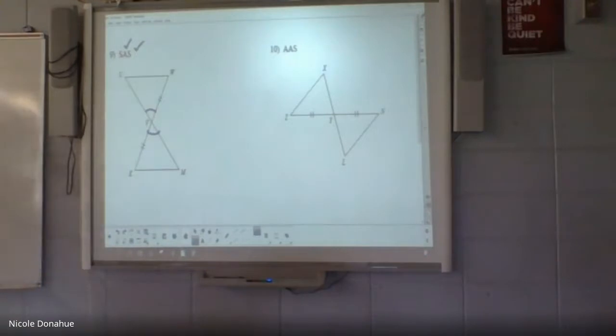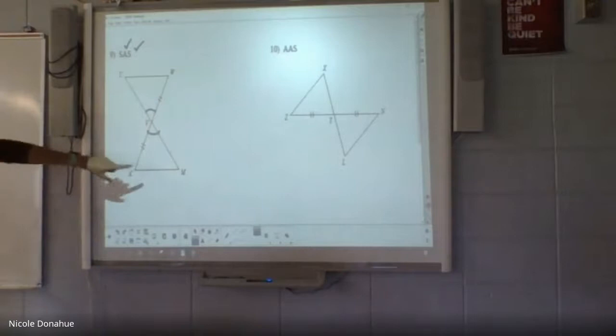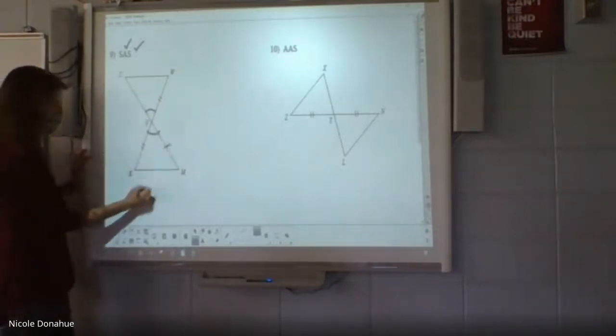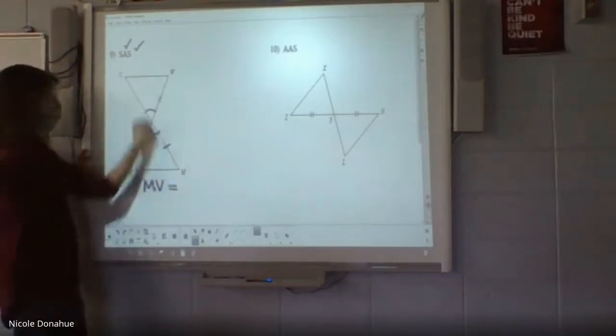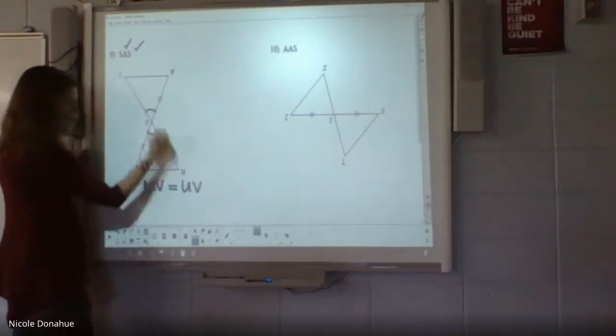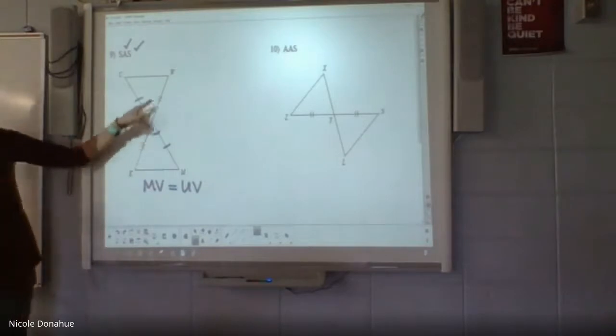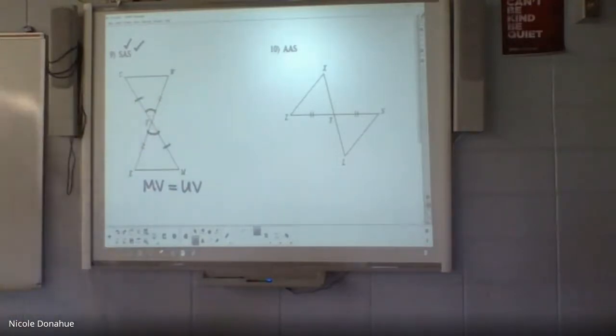Okay. So what other side would I have to have if it's side angle side? What other side would it have to be? To be side angle side. Yeah, Jody? MV. M to V. Yeah. Yep. Would need to equal U to V or V to U either way. You guys okay with that? So then it's side angle side. It had to be that side in order to be side angle side.